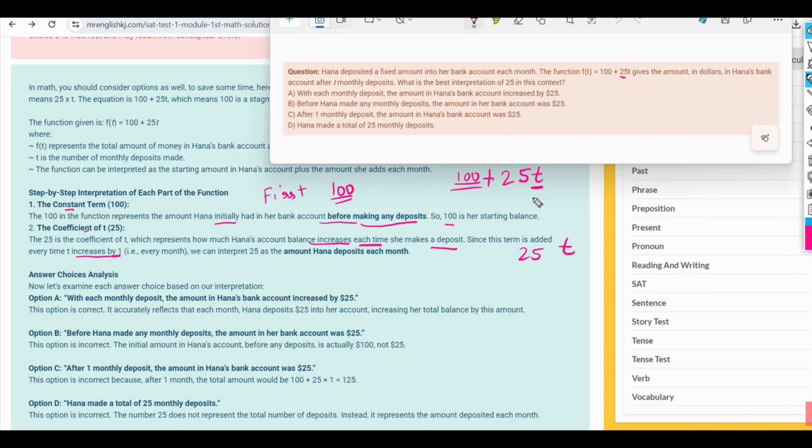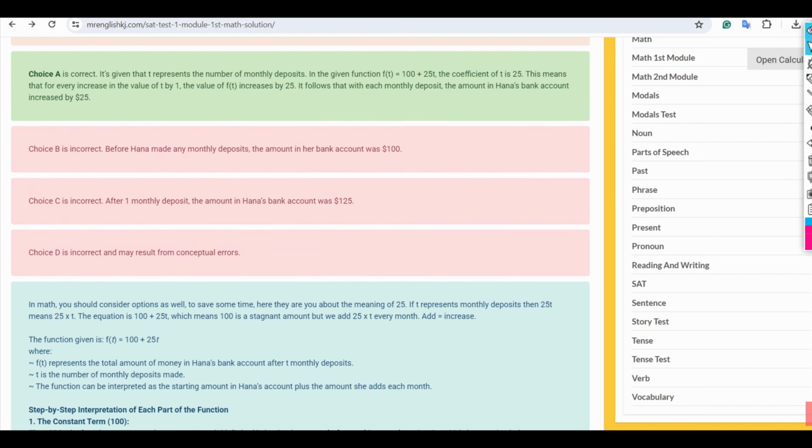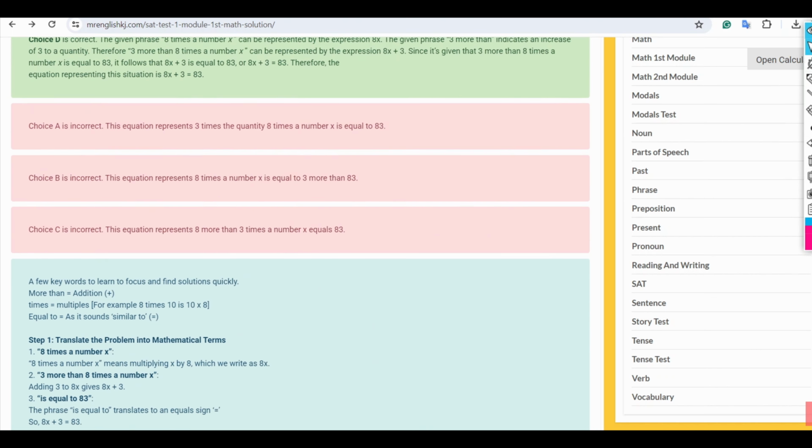Now we don't know what T is. We just don't know how many months. How many months has it been for her to deposit this amount? So we know what 25 is. If you think about it, we have seen the same thing before, don't you think? Let me show you. Remember your fourth question?